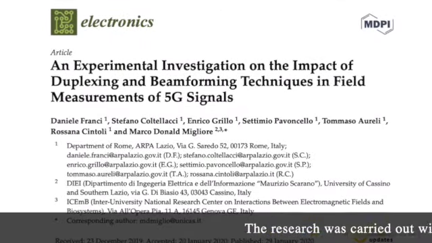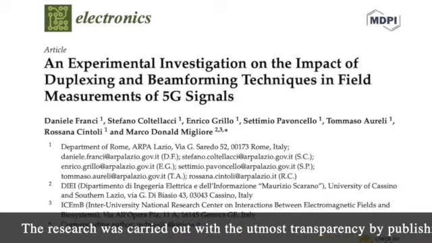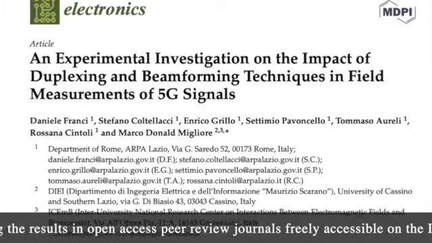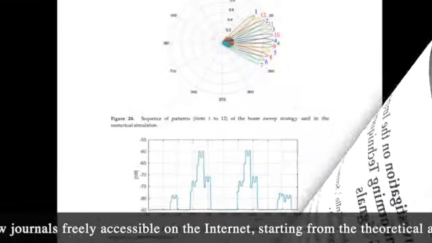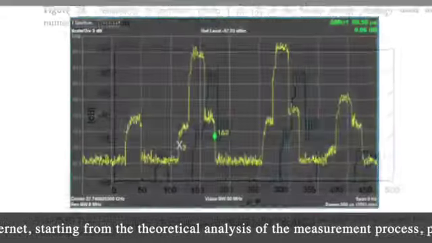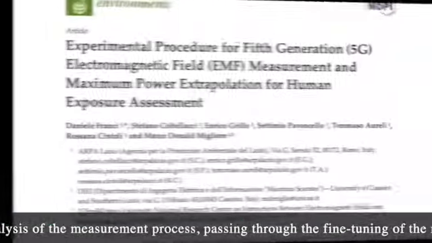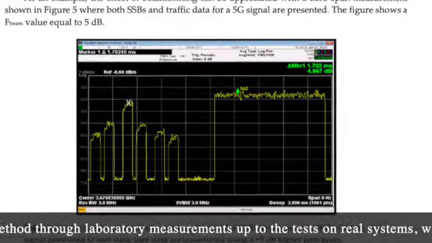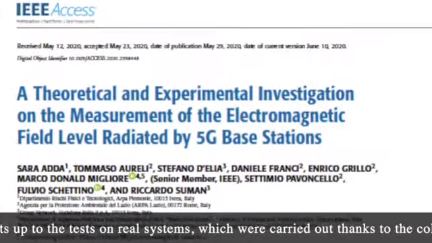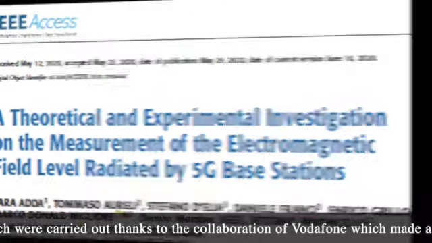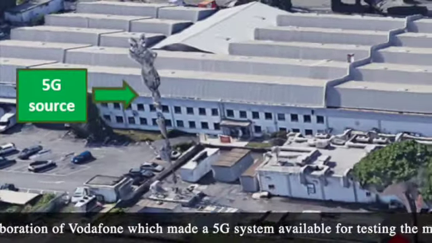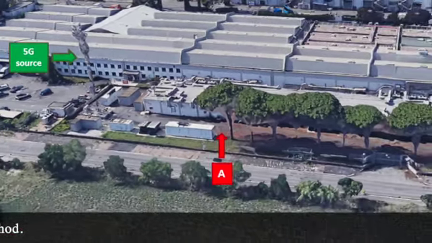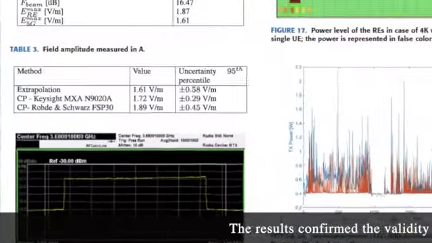The research was carried out with the utmost transparency, by publishing the results in open access peer-reviewed journals freely accessible on the Internet. Starting from the theoretical analysis of the measurement process, passing through the fine-tuning of the method, through laboratory measurements up to the tests on real systems, which were carried out thanks to the collaboration of Vodafone, which made a 5G system available for testing the method. The results confirmed the validity of the technique.